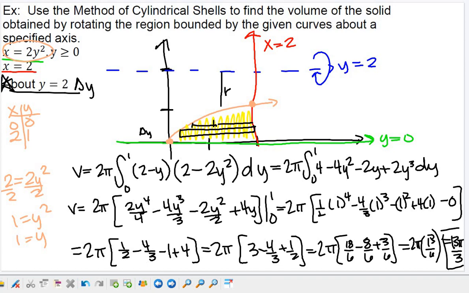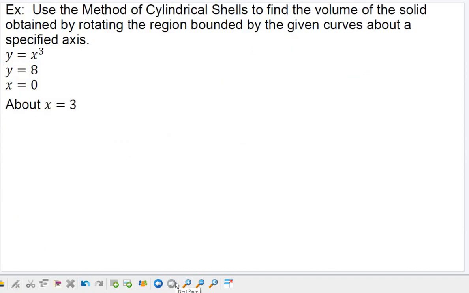Okay, we have one more. So we're about x equals 3. x equals 3, remember, is a vertical line, and if we're doing a vertical line, then we should be doing delta x. So that's exactly what that tells me.